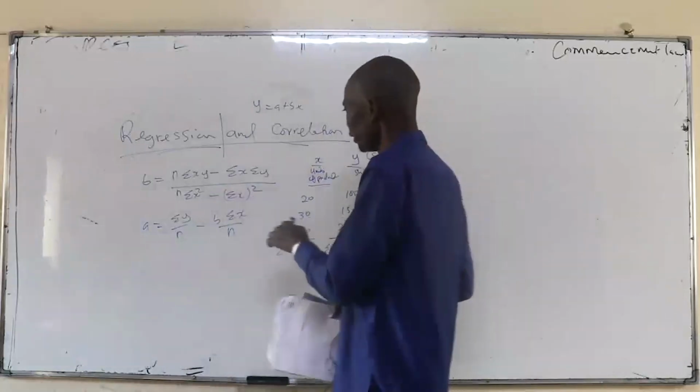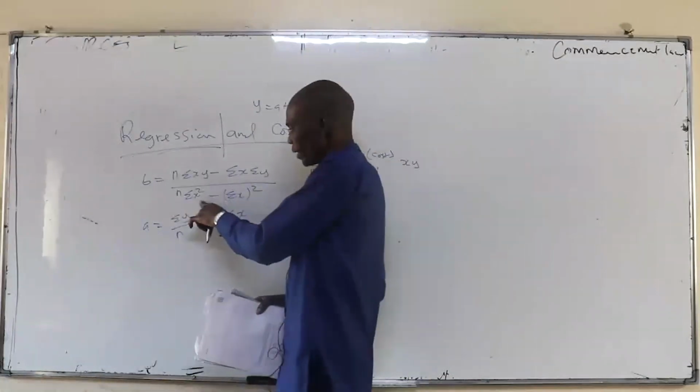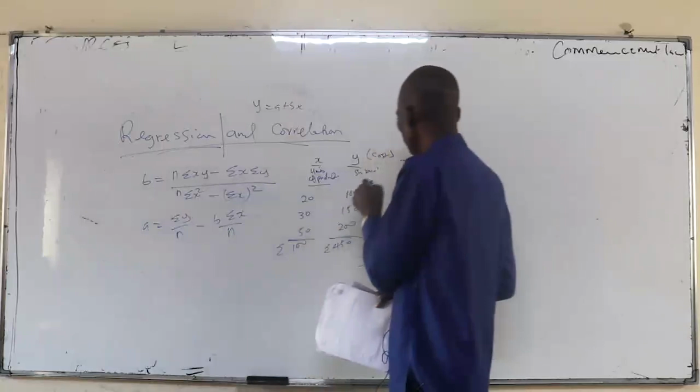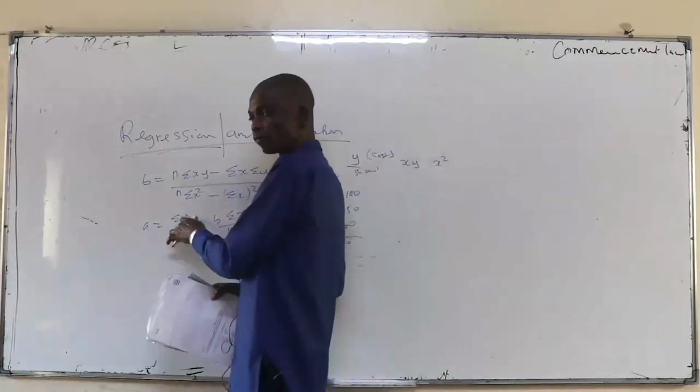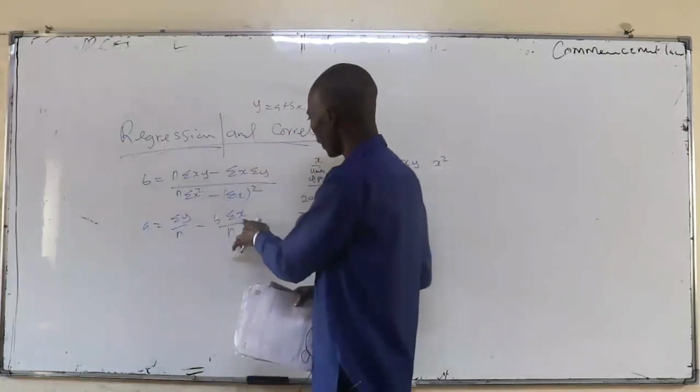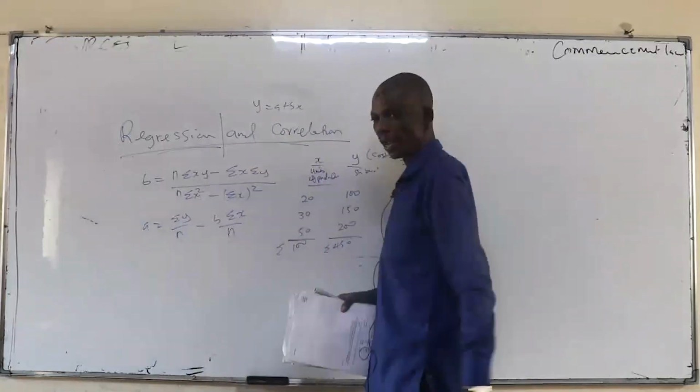You can see we also need x squared. So x squared here, it means we shall have another column x squared. The summation of y you can get directly from there. Summation of x, we are able to get directly from there. And n is the number of observations. So we are dealing with 1, 2, 3. So n becomes 3 in that case.